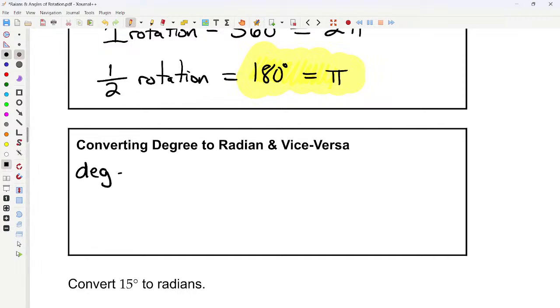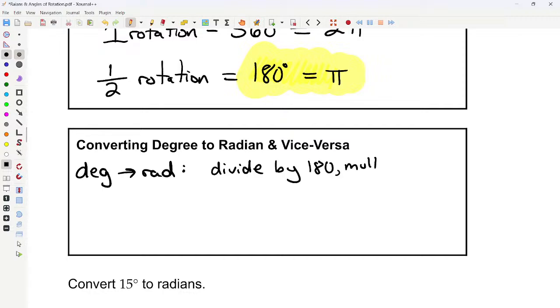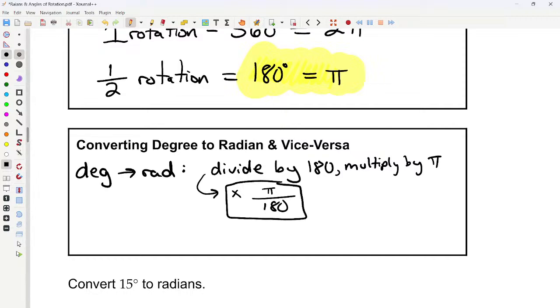From degree to radian, divide by 180, multiply by pi, or you can just multiply by pi over 180. Think about that. We're starting at degrees, so I want to ditch degrees. So I'm going to put the degree measure in the denominator and switch to the radian measure.